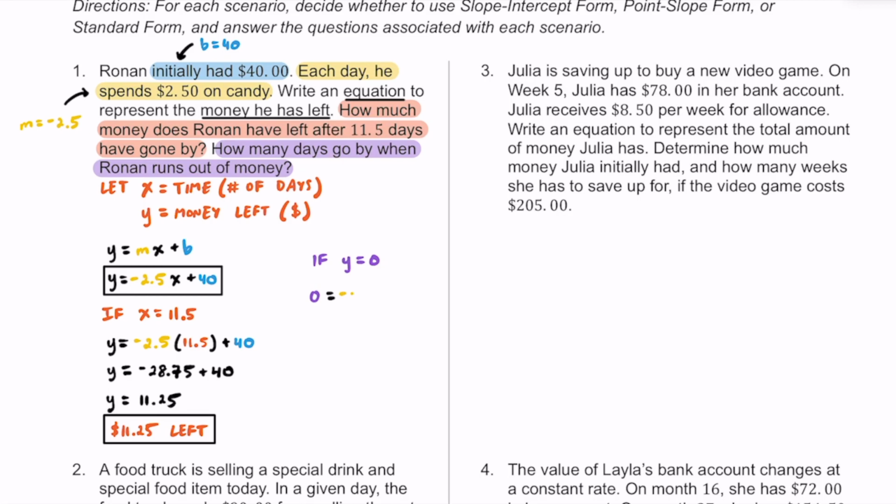So 0 is equal to that negative 2.5 per day. We don't know how many days are going to go by before we run out. And then plus that $40 here. All right, we're going to go ahead and take away 40 from both sides.